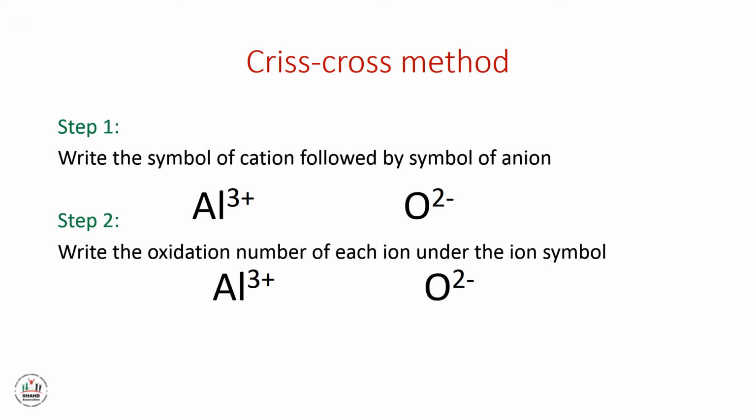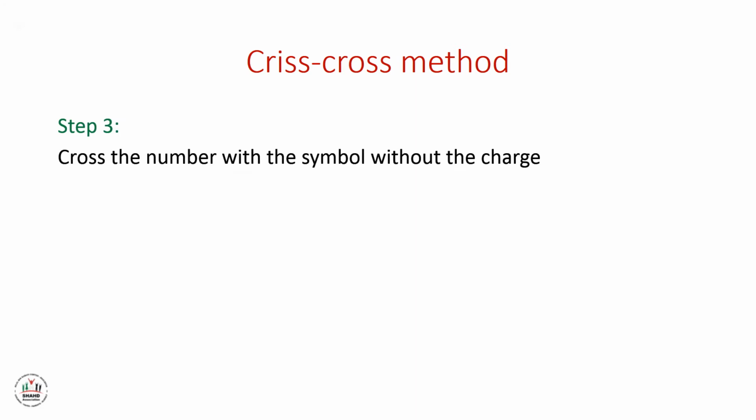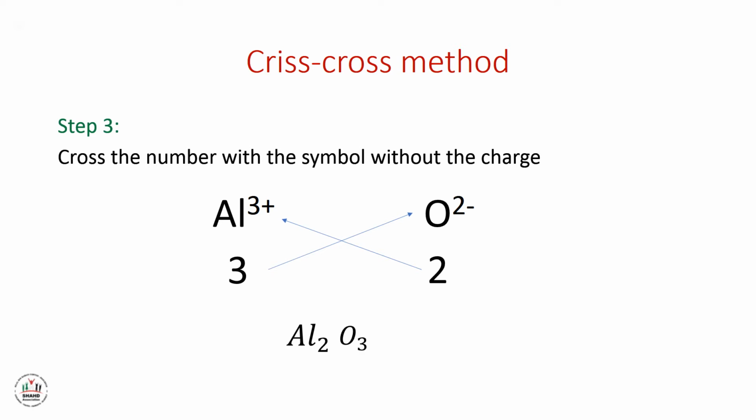In this case, the oxidation number is the charge. So under Al3+, we write 3. And under O2-, we write 2 because the charge is 2. Step 3. Cross the number with the symbol without the charge. So Al times 2 is Al2. 3 times O is O3. So the ionic formula is Al2O3.